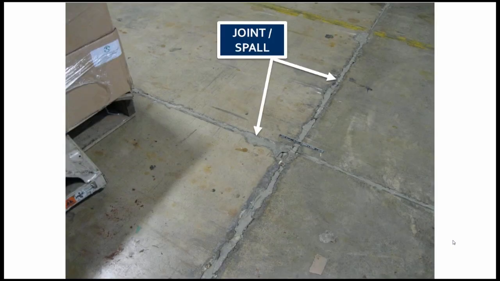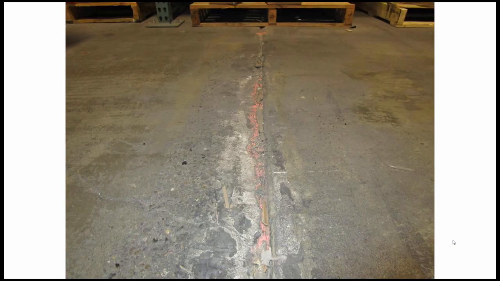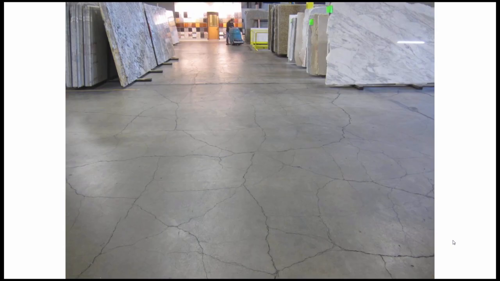Another example of a deteriorated joint is turning into some spalling, and of course the obligatory goop apparently put in there so somebody can say they did a repair, but it really didn't achieve too much. And another example, got your joint that's turning into a spall, and then of course your goop.